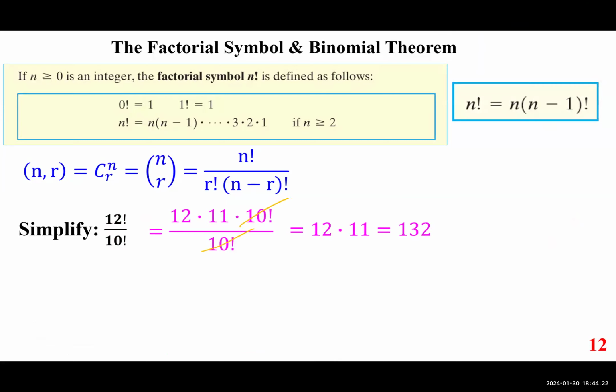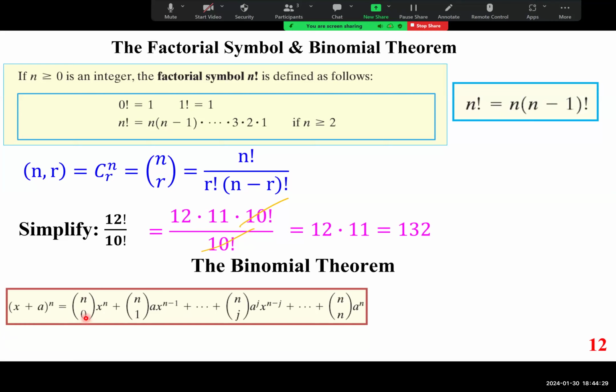The binomial theorem says if you have (x plus a) to the power of n, it is the combination n choose 0, x to the power of n, plus the combination n choose 1. The r value starts with 0 and goes up. The n value is the exponent that you have here, x to the power of n. And then this one is now x to the power of n minus 1. This goes down the exponent by 1.